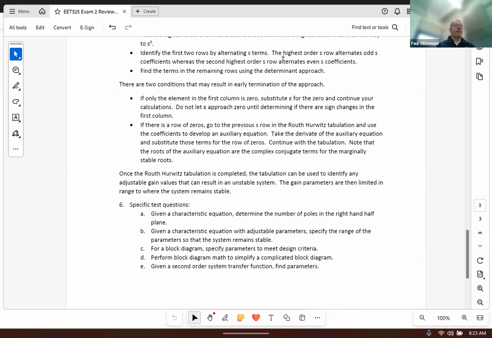D, do block diagram math. That's very specific. And then E, if I give you a second order system, find parameters, right? So you should be thinking about what parameters you need to solve. And that's pretty much exam 2.